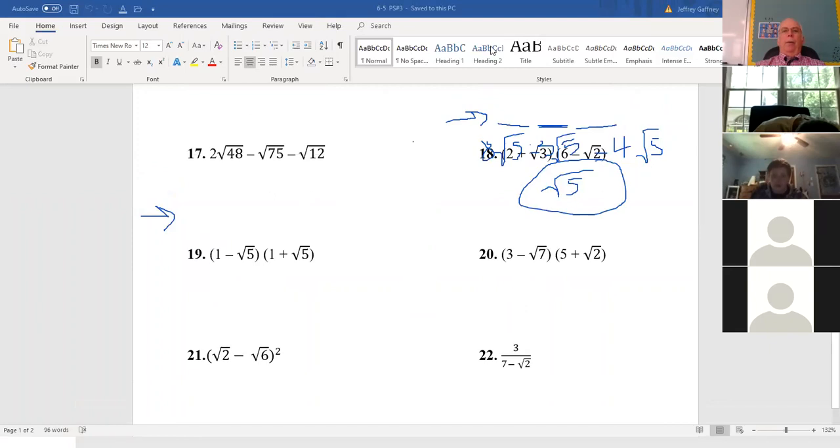All right. Okay, so this is just FOIL, right? And look at this, it's complex conjugates. I got -5 and a +5. So I don't even have to do O and I because they're going to zero each other out. So now I've got 1 times 1 is 1, and a negative radical 5 times a positive radical 5 is the same as 1 minus 5, or 1 minus the square root of 25. So my answer is going to be negative.